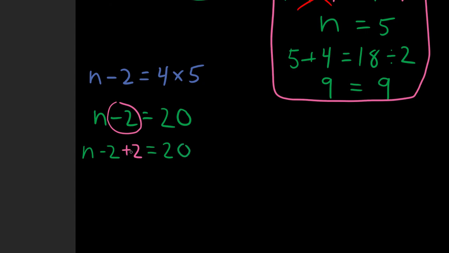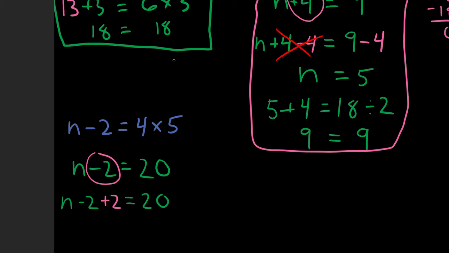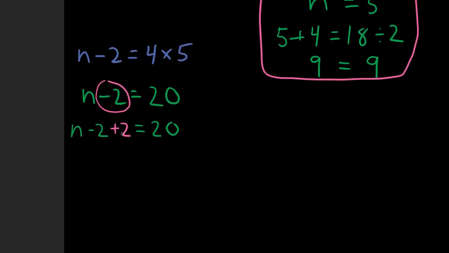So you might be wondering, how come I'm adding 2? Because all the other steps we've been subtracting, right? Well, this time I have to add 2 because that's the opposite of subtracting 2.